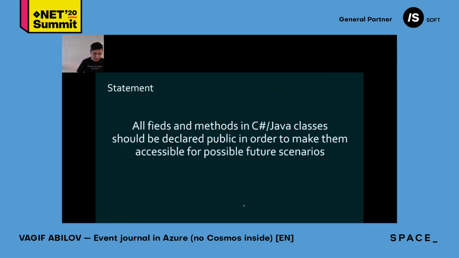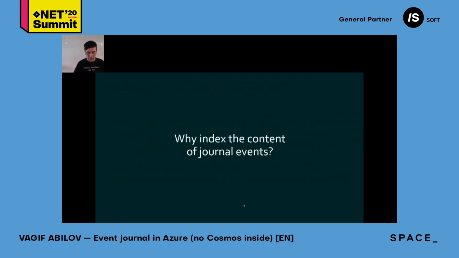So I would compare it with somebody saying, okay, let's make all fields in C# and Java public, fields and properties, so they can be accessible for possible future scenarios. So we may need this field, okay, but it's already public. And do you agree with that? A good idea? I guess not.